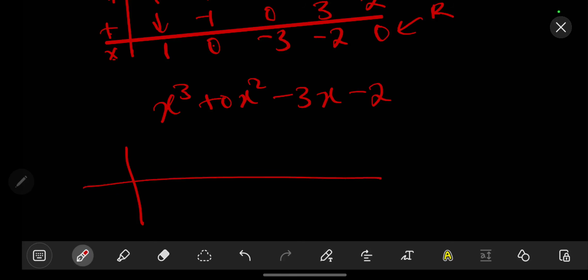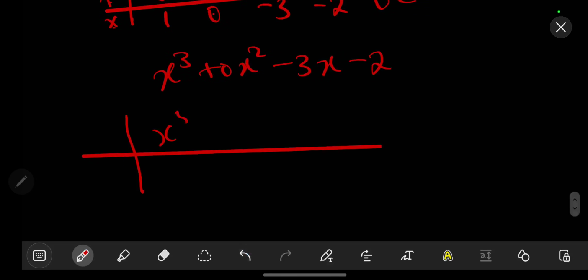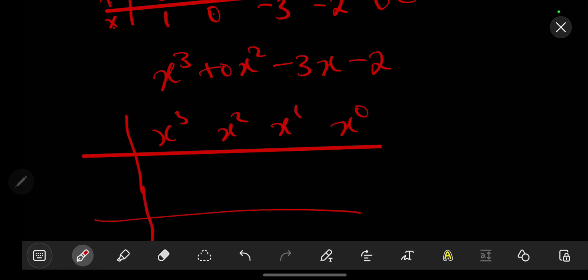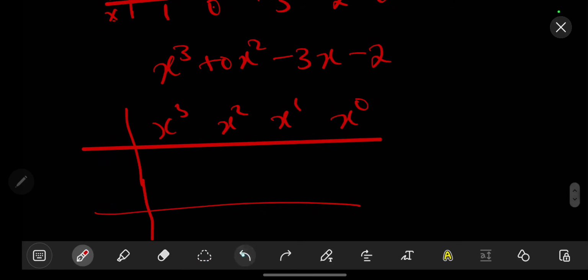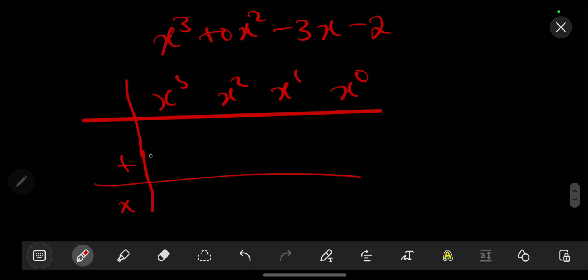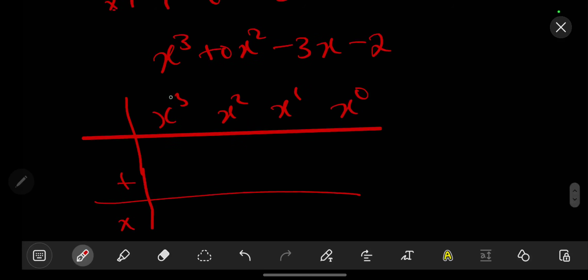So our negative 1, if we try it again, we have x to the power 3, x to the power 2, x to the power 1, x to the power 0 like that. Then we have plus, multiply, add. Then we have coefficients such as 1, 0, then we have negative 3, negative 2 like that.